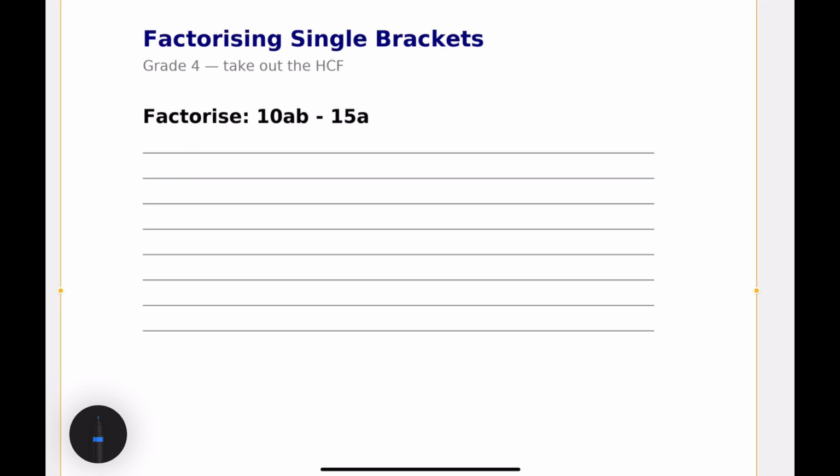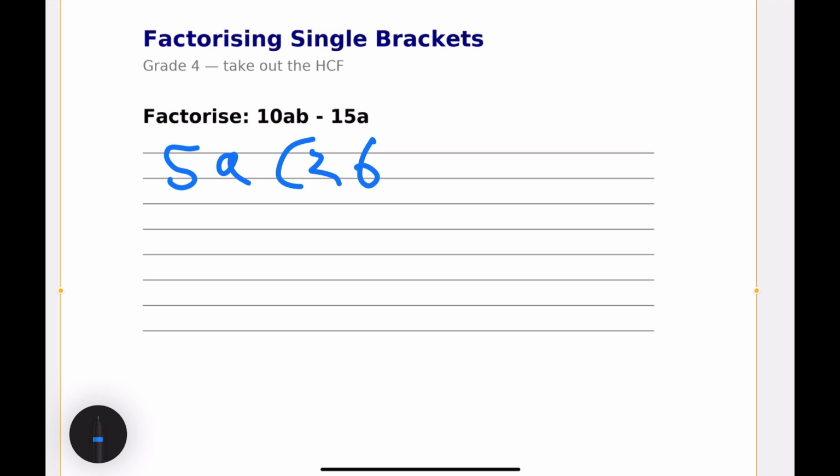Next question. This time we have 10ab minus 15a. First of all, let's work out what the highest common factor of 10 and 15 is. I know that is 5. Now we need to work out the highest common letter factor. They both have a in them, so we know it's going to be a, as we can divide both terms by a. Now let's work out what goes inside the brackets. 10 divided by 5 is 2. And ab divided by a is going to be b.